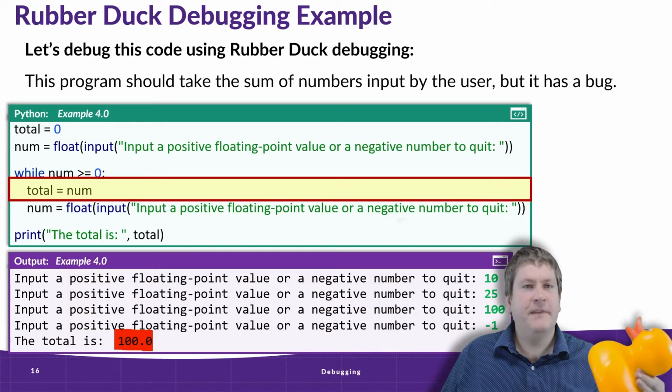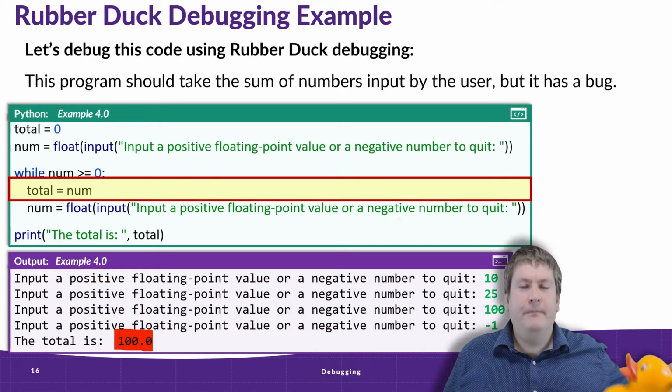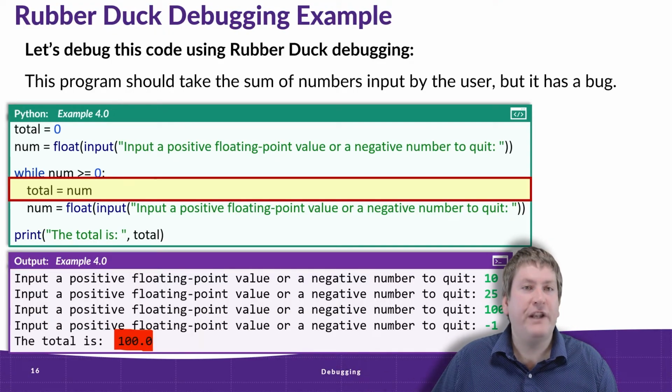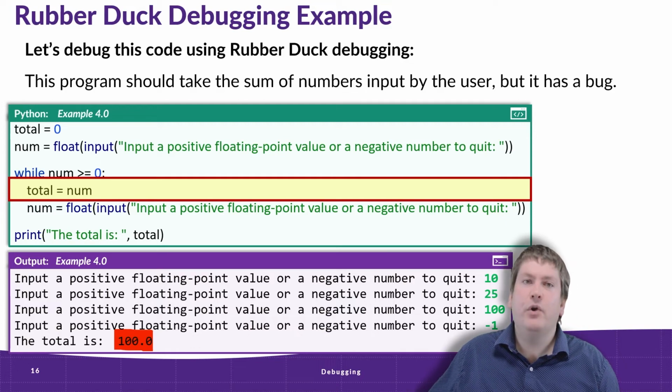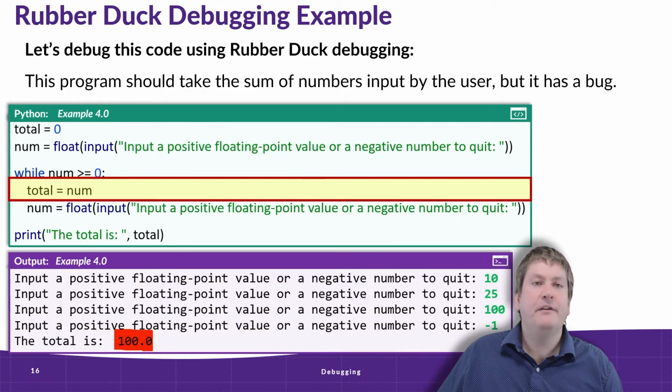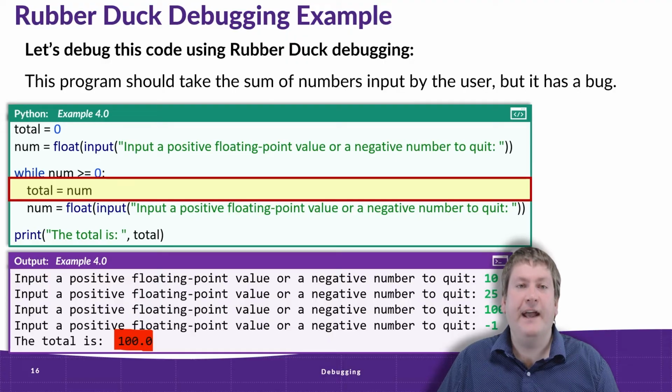But wait a second, that doesn't say total plus equals num, that just says total equals num. And that's where our bug is. We made an error here and we forgot the plus sign. So we're not actually adding to total, we're just resetting total to num each time. And that's why we got 100 in the last run of that program, because that was the last value we input that was valid. So it simply set total to that.